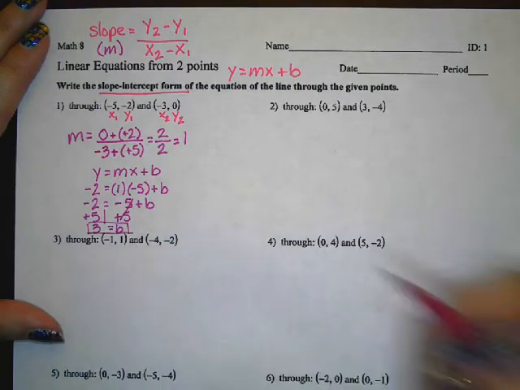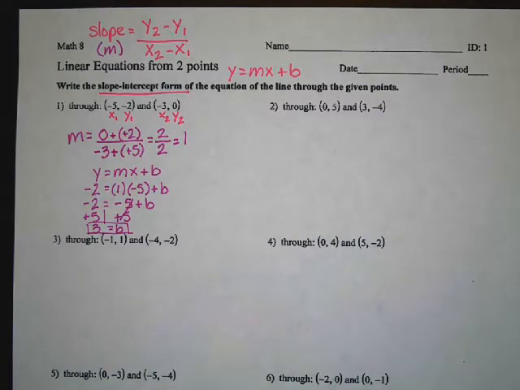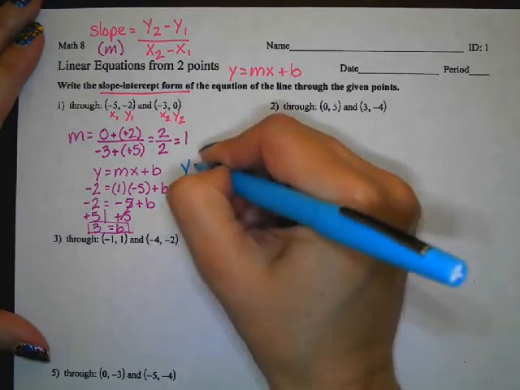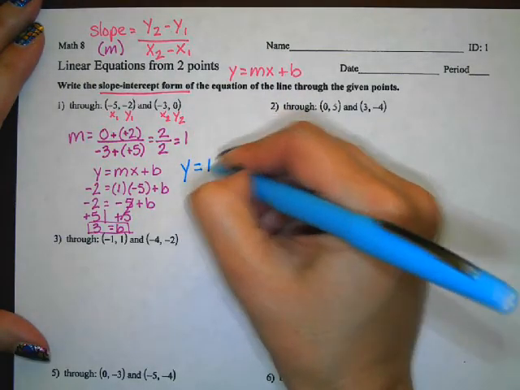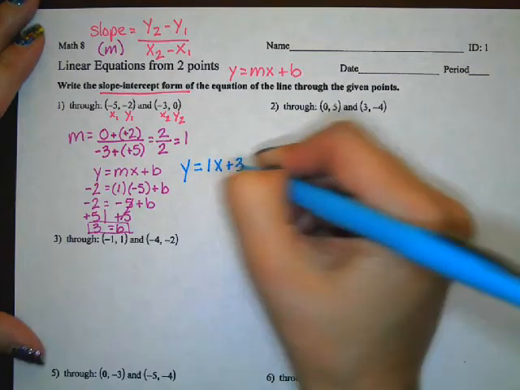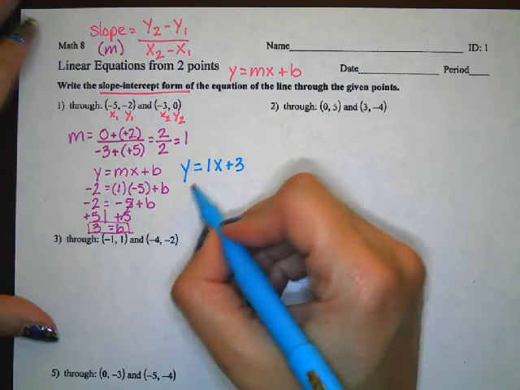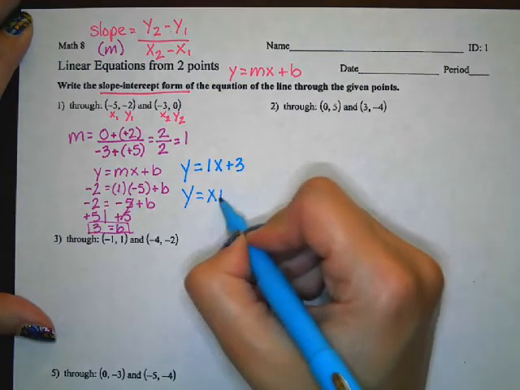So from there, we can write our final equation, which is going to be y equals 1x plus 3, because that's our b value and 1 was our slope. We can simplify that to y equals x plus 3.